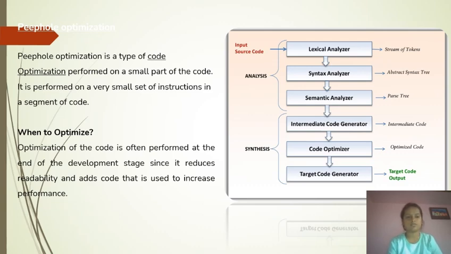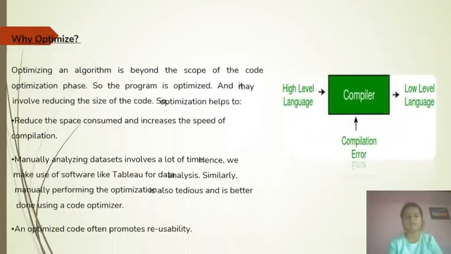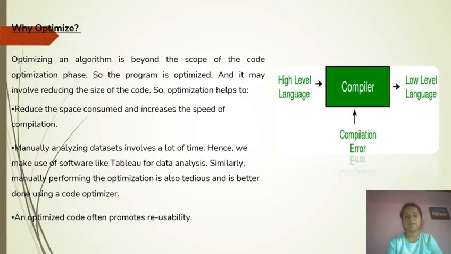Then why optimize the code? Optimizing an algorithm is beyond the scope of the code optimization phase. So the program is optimized and it may involve reducing the size of the code. Optimization helps to reduce the space consumed and increases the speed of compilation. The bigger the code gets, the more time it needs to get compiled. So minimum lines of code will execute or get compiled faster. So code optimization is needed to increase the speed of compilation.